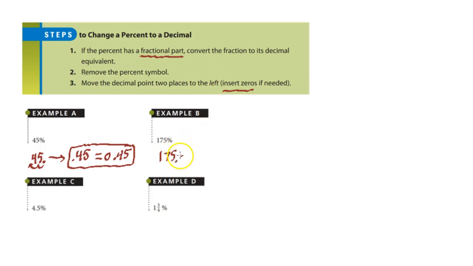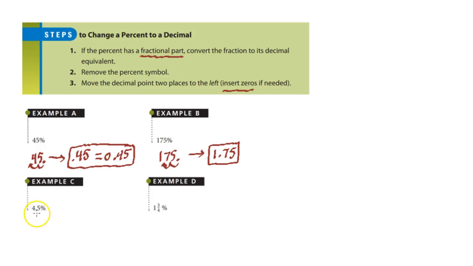And then we'll notice that there's a decimal place right after the 5, and then we're going to move this over 2 decimal places, right in between the 1 and 7, and so this will become 1.75, and that's it. We're done. So remove the percentage, move the decimal over 2 places to the left. That's it.